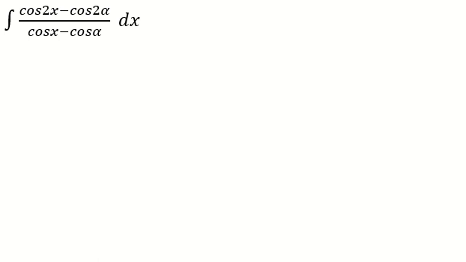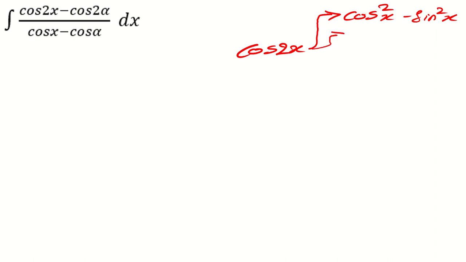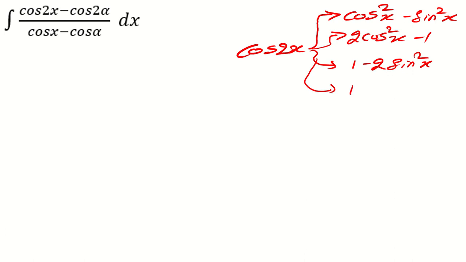Now here you see, when we see cos 2x, then four formulae come to our mind. And what are those four formulae for cos 2x? Cos 2x has four formulae. One is cos square x minus sin square x. Another can be 2 cos square x minus 1. The third one can be 1 minus 2 sin square x. And the last one can be 1 minus tan square x over 1 plus tan square x.